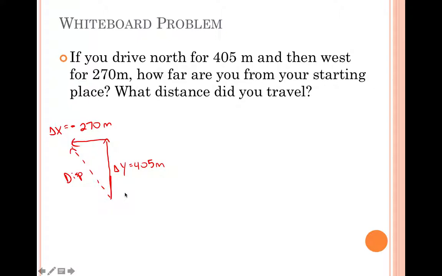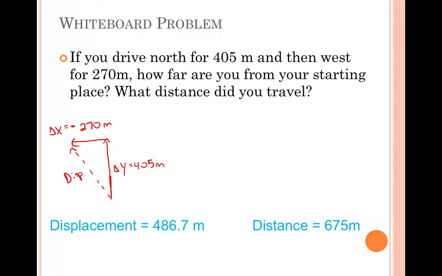Okay, so be careful with this notation because this is showing change in x direction and this is showing change in y. This does not mean displacement. I'm not sure I like that notation. So if we look at this, then we're going to have to use the Pythagorean theorem to figure out this distance because we know the length of each of the sides of a right triangle. So hopefully if you took time to figure that out, you got a displacement of 486.7 meters when you took the sum of the squares of those and took the square root of it. You should have gotten that. And 675 is simply the sum of those two. So that one wasn't too bad.